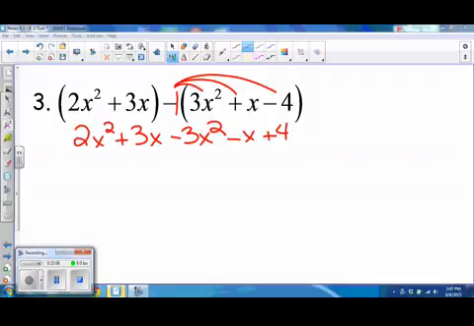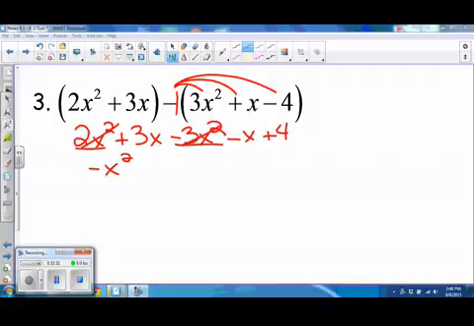We combine like terms. So, what's my first set of like terms? 2x squared and negative 3x squared. And what is that? Negative x squared. Because it's negative 1x squared. What's my next set of like terms?